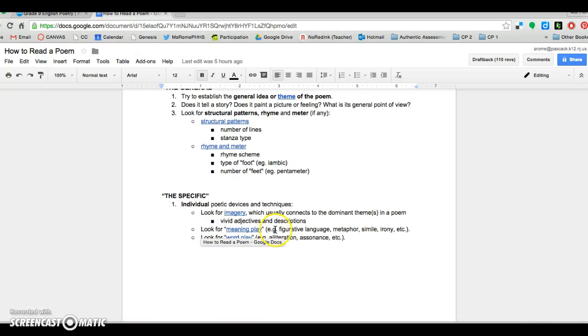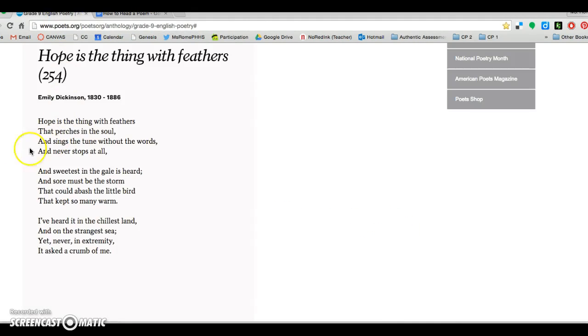Look for meaning play, so figurative language, metaphor, simile, irony. Okay, we get a lot of figurative language here. The whole thing is a metaphor. We have hope being compared, using is, to a thing with feathers, some sort of bird. Okay, so we're comparing two seemingly unlike things, but putting them together in comparison, we get a whole new meaning. So again, as I said, hope becomes something that's alive, fragile, can leave you, is beautiful.